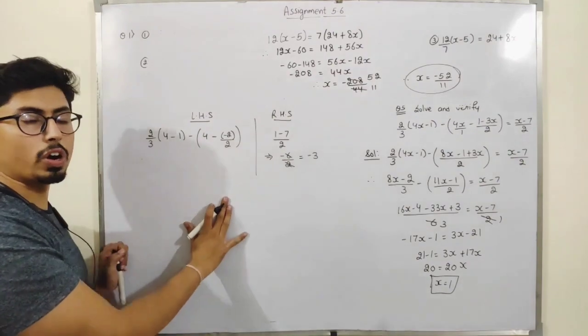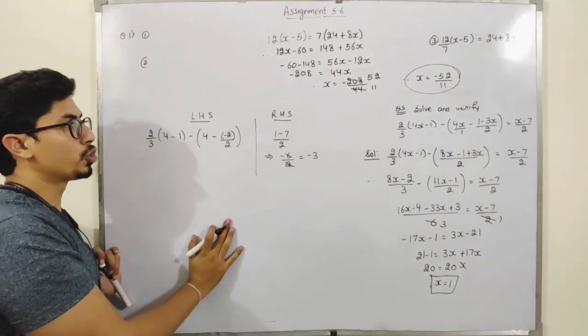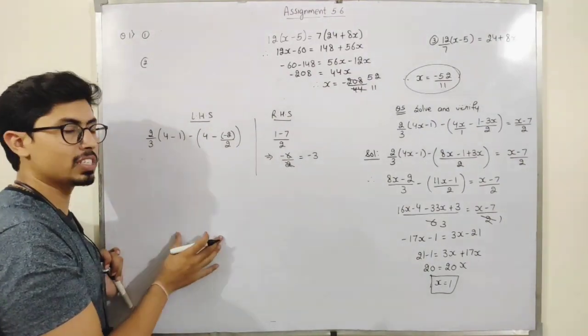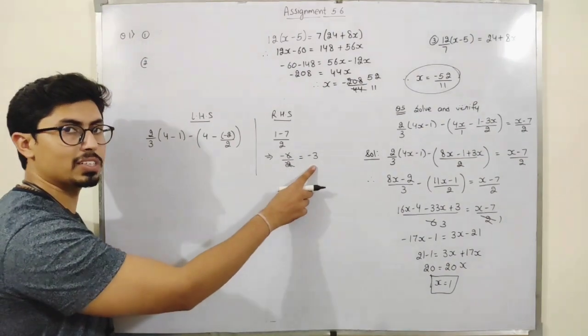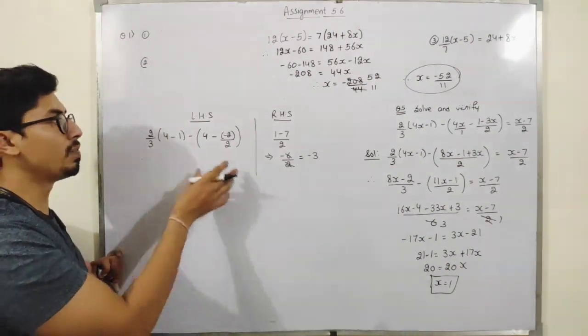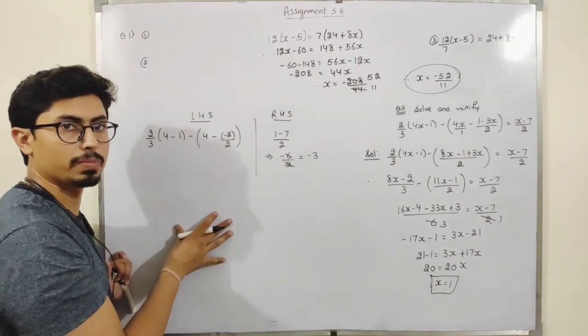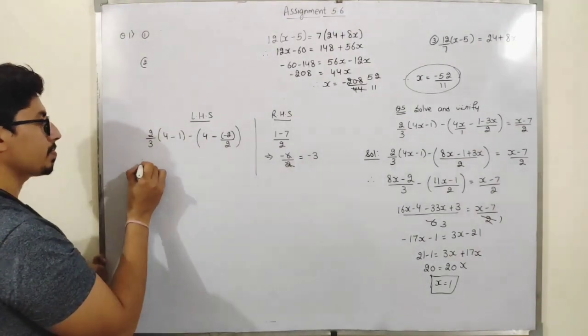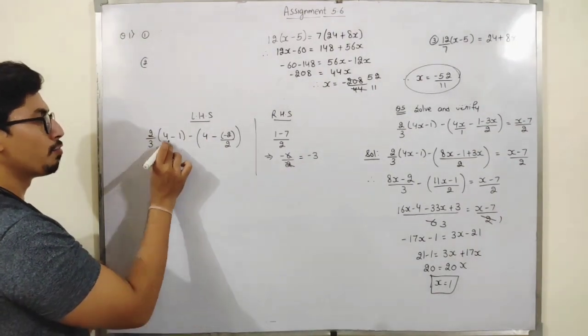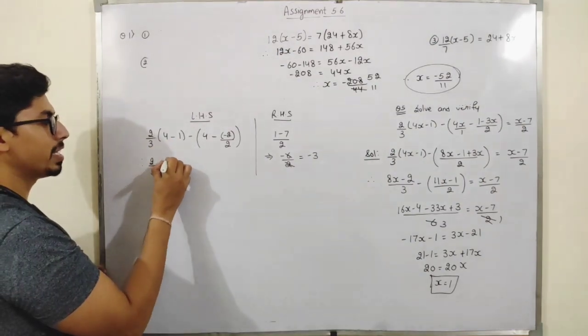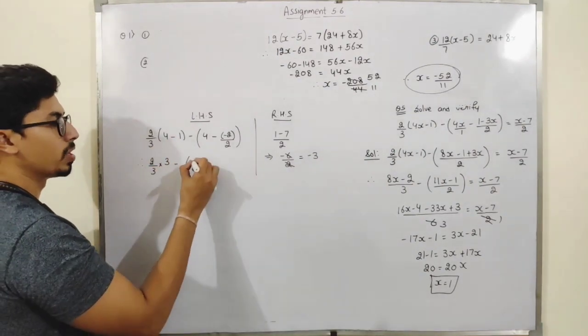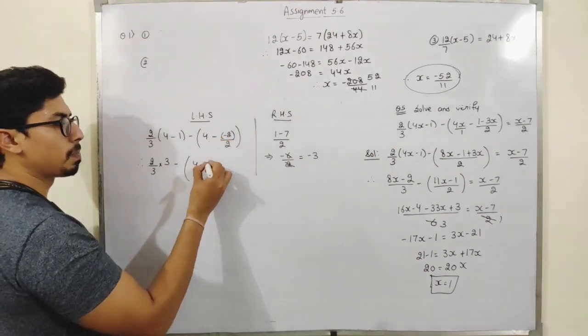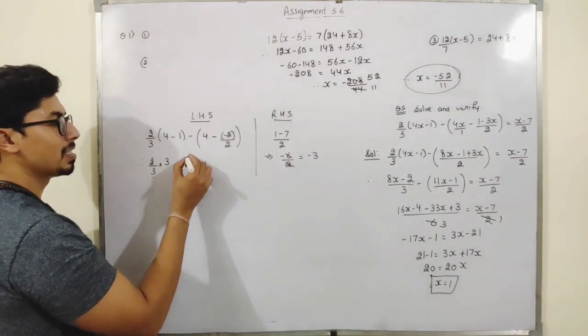Now students, in order to verify, I will show that the value of LHS is equal to RHS. Now RHS is minus 3. Now I will prove that students, the value of LHS is also minus 3. Okay. Now see, 2 by 3, 4 minus 1, 4 minus 1 is 3. As it is 4. Minus and minus is plus.